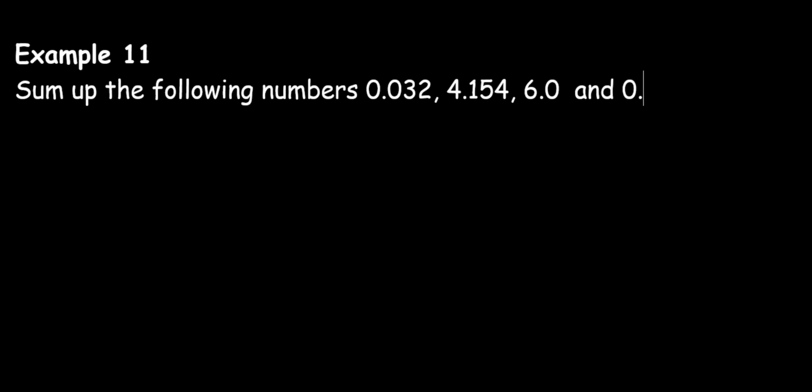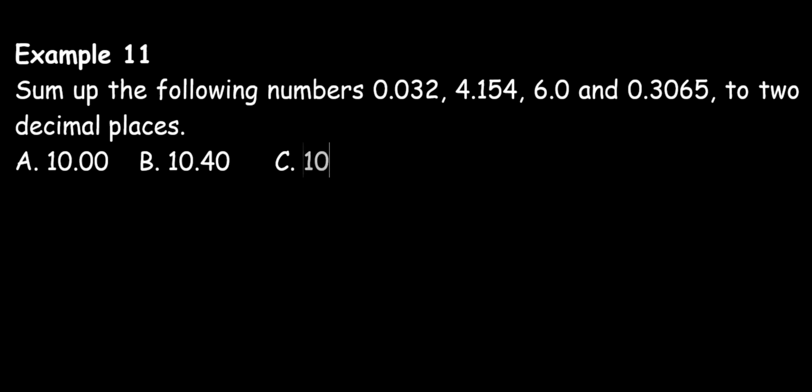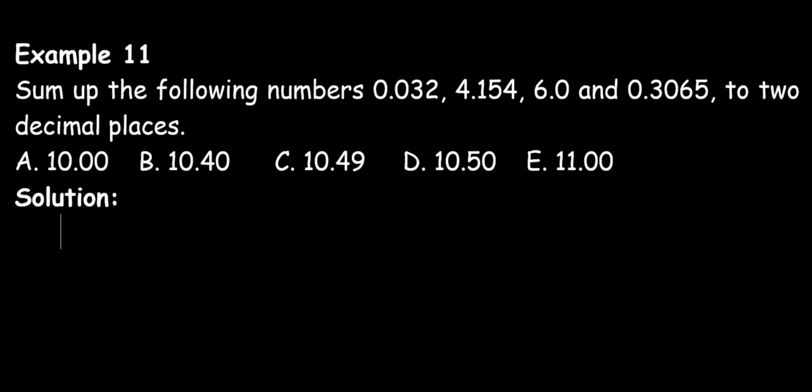Another example. Sum up the following numbers: 0.032, 4.154, 6.0, and 0.3065 to two decimal places. Option A, 10.00. Option B, 10.40. Option C, 10.49. Option D, 10.50. Option E, 11.00.